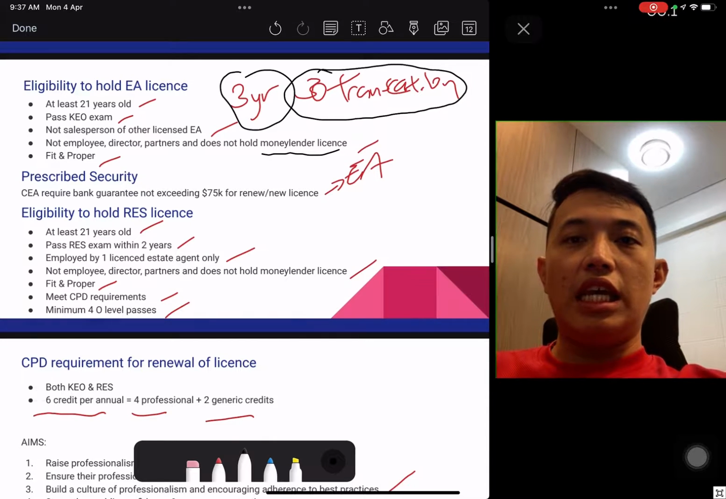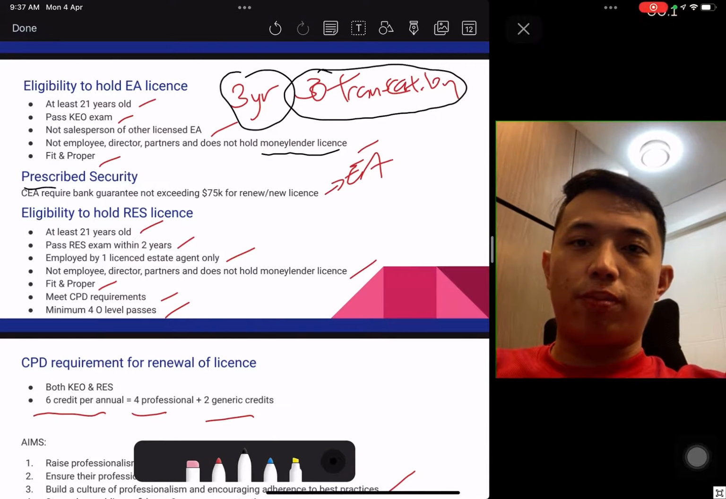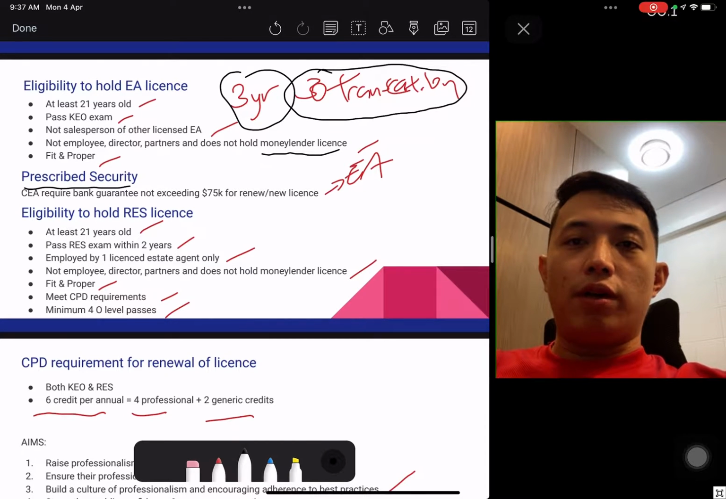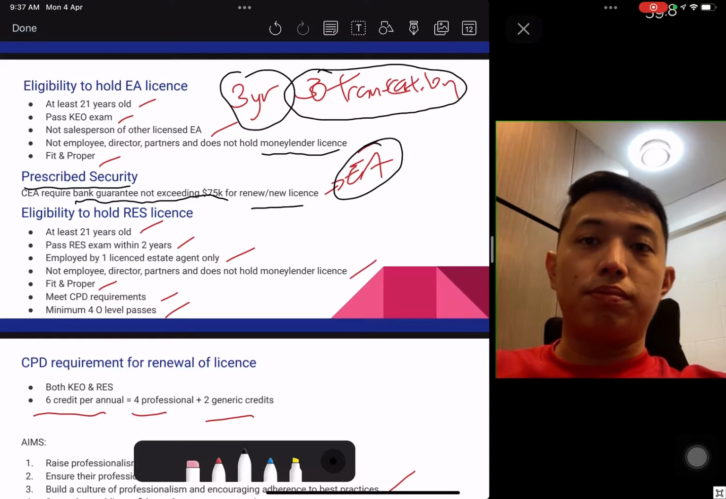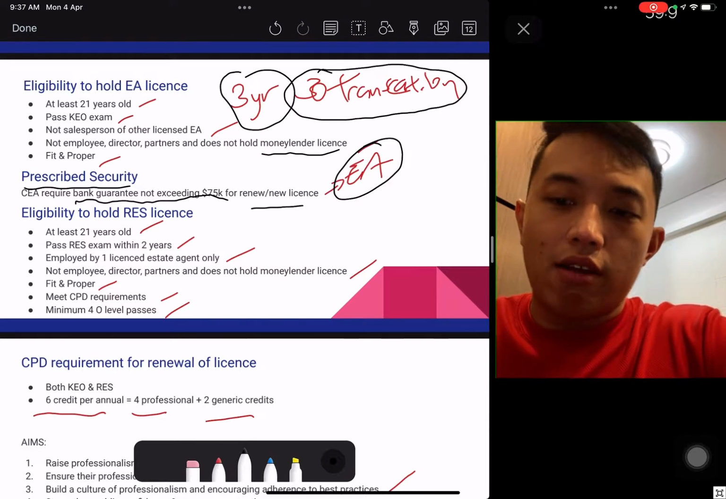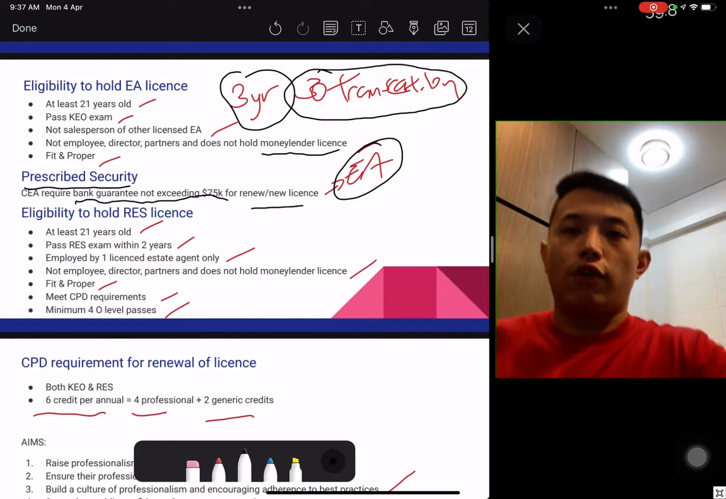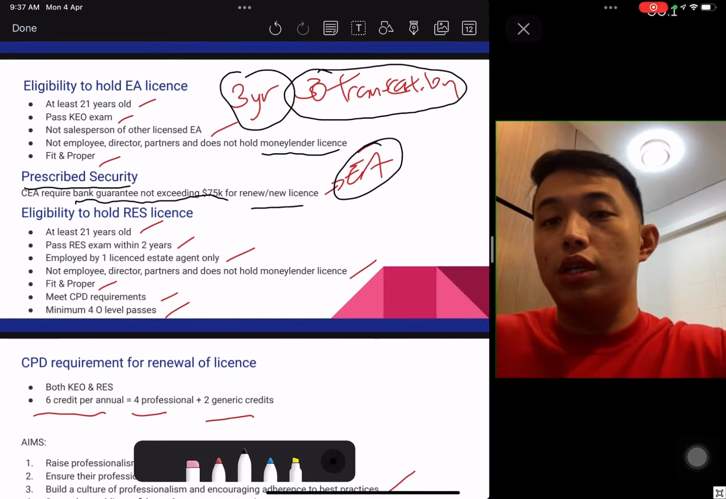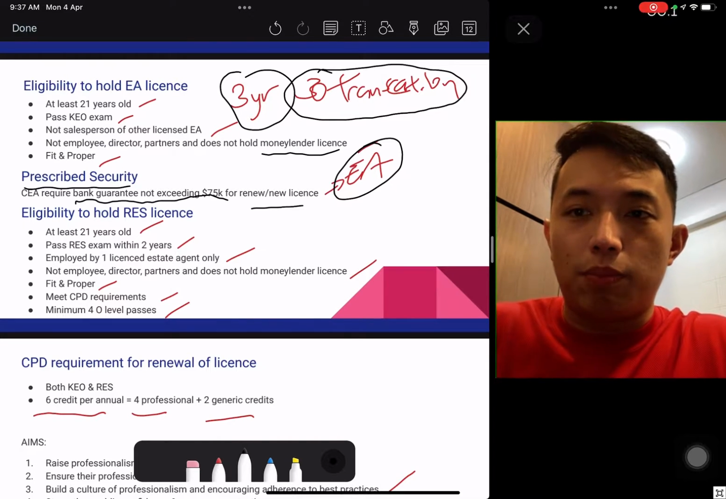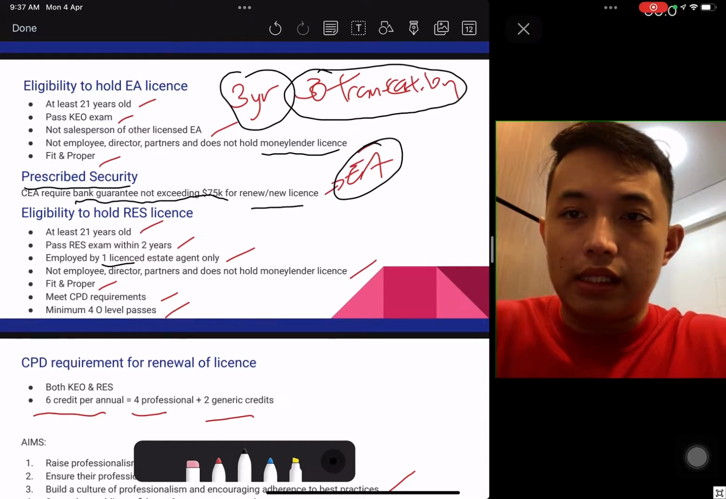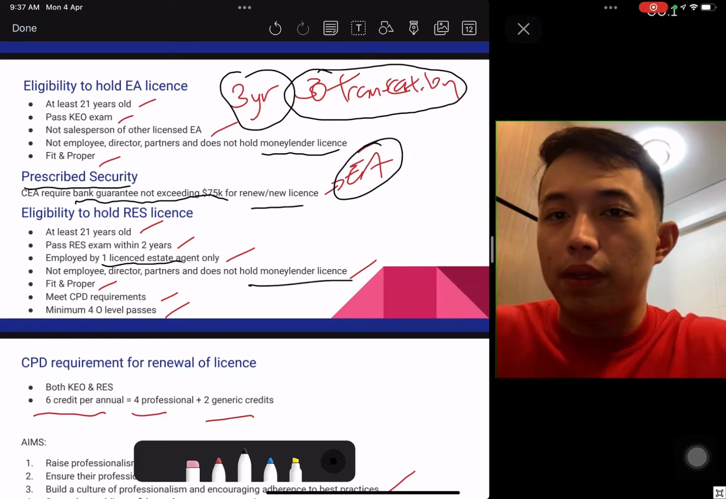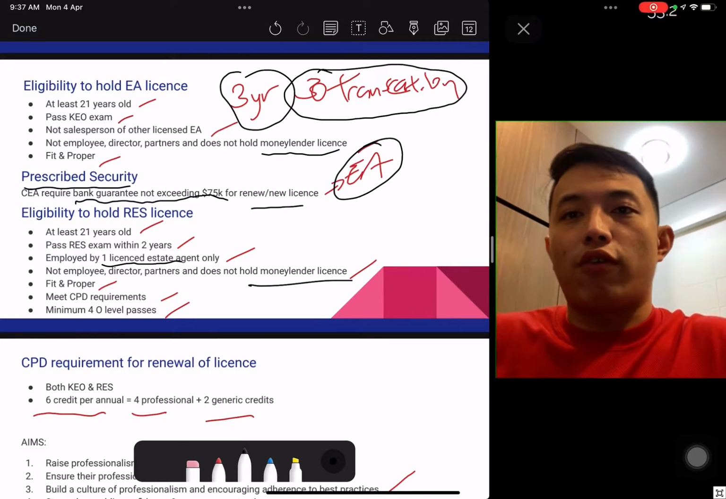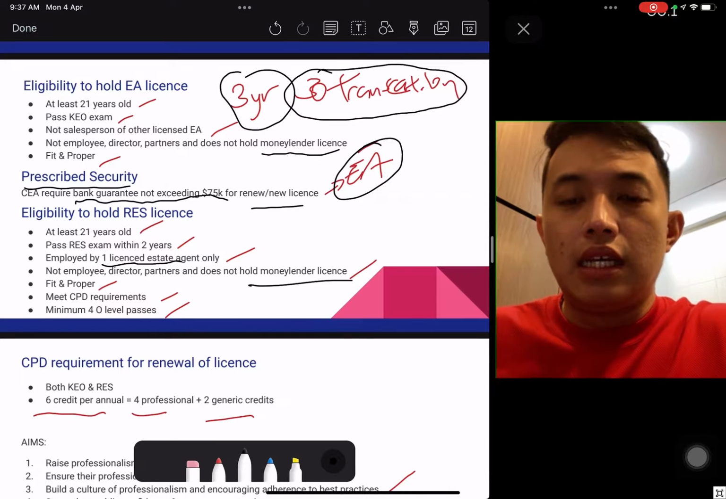So for an EA license, there will be a prescribed security that requires a bank guarantee not exceeding 75,000 for a renewal or new license. All this is only for the EA license. Do take note. So for the RES license, you need to be 21. You need to have passed your RES exam within the last 2 years. You need to be employed by one of the licensed EAs, and of course have no relationships to a money lender license, be fit and proper, and meet the CPD requirements. CPD requirements are required for both EA and RES.